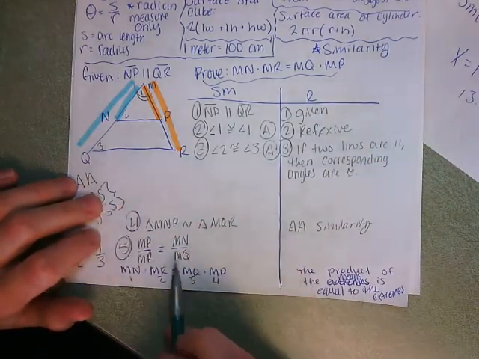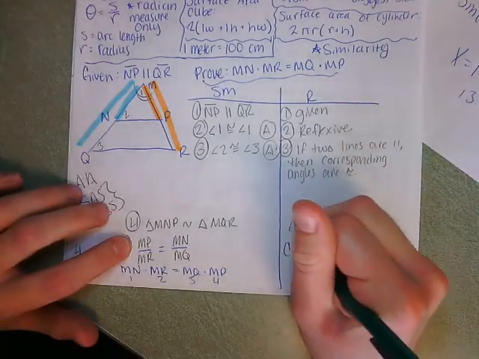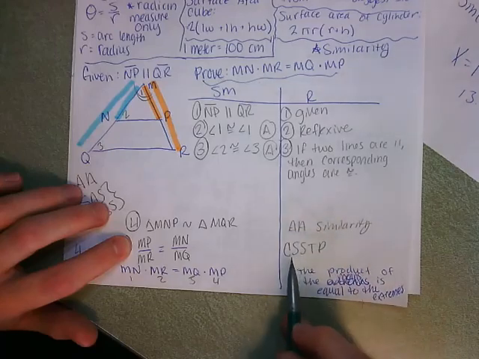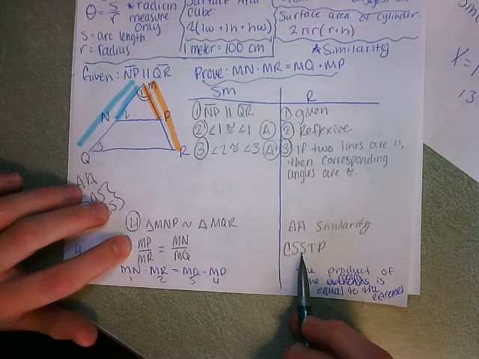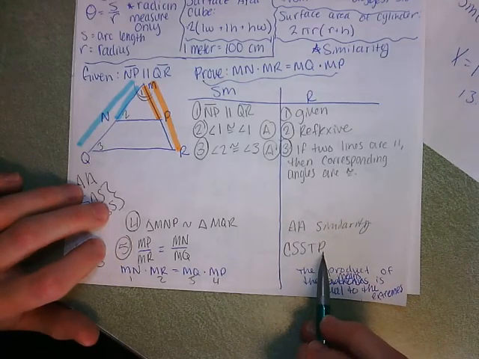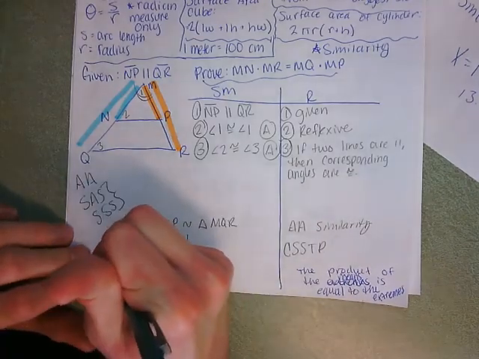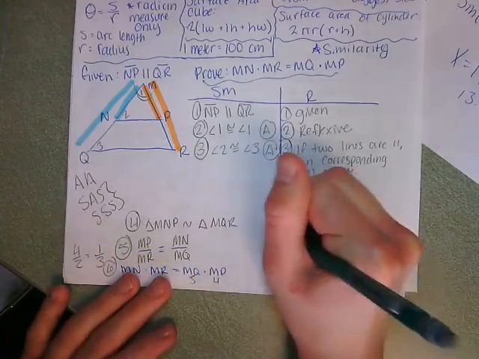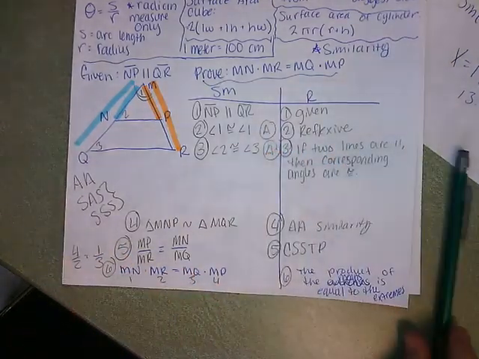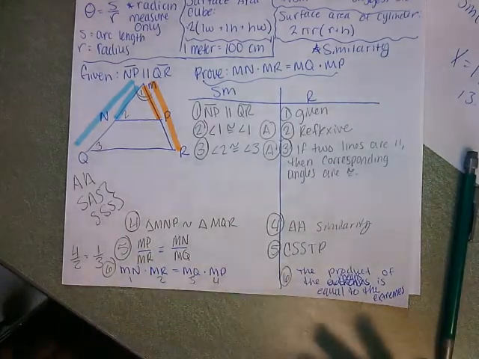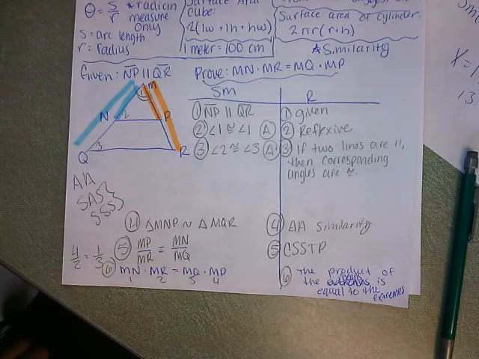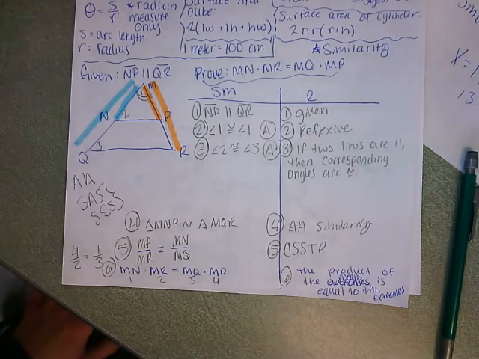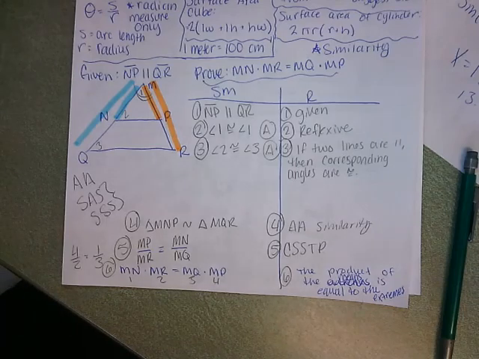Now our reasoning for this, remember, is CSSTP, corresponding sides of similar triangles are proportional. And now this is our last step: the product of the means is equal to the product of the extremes. Okay, so I just wanted to quickly go over that because I feel like we haven't talked about that in a while, and I just want to make sure we refamiliarize ourselves with it on the off chance that you guys get something like that on the Regents.